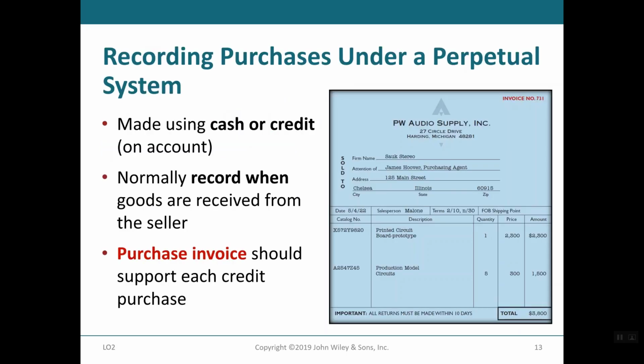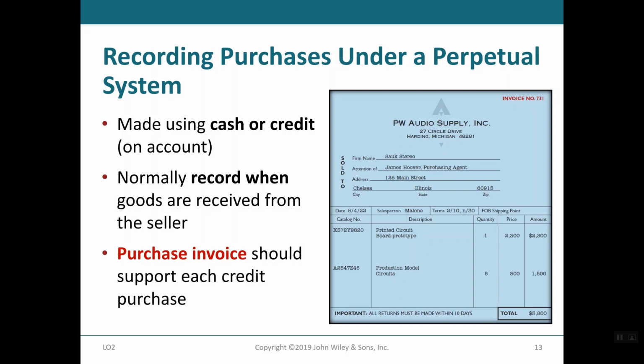Okay. So we go to learning objective 2, recording purchases under a perpetual system. We're going to be looking at how we record purchases under a perpetual system. Under the perpetual system, a purchase is made using either cash or credit. And we said over and over again that credit also means on account. So once you see the question says on account, it means that money was not paid at the time the purchase was made. When we talk about the purchase being made, we're looking at the retailer, the merchandising company, buying from the wholesaler.